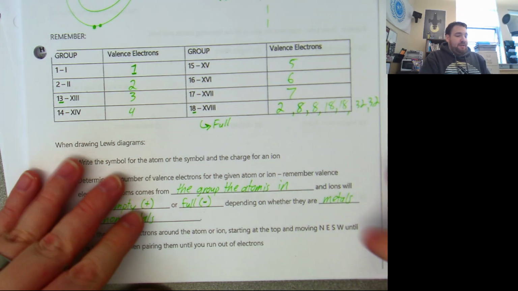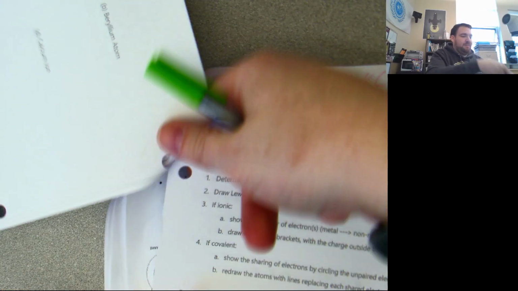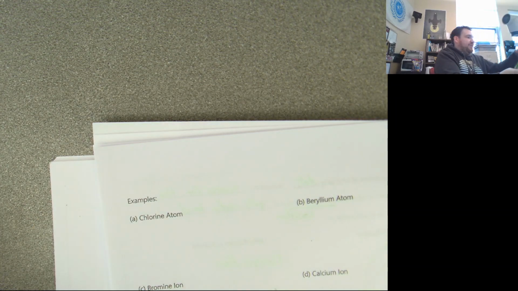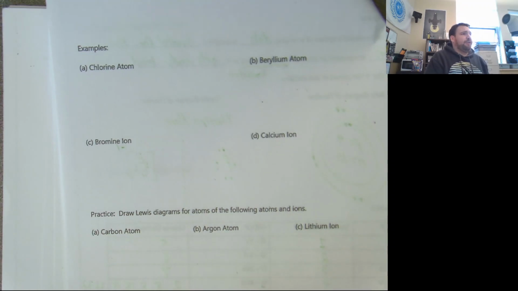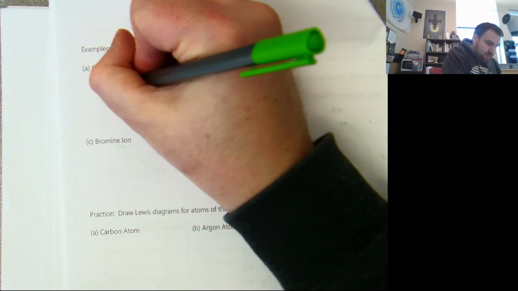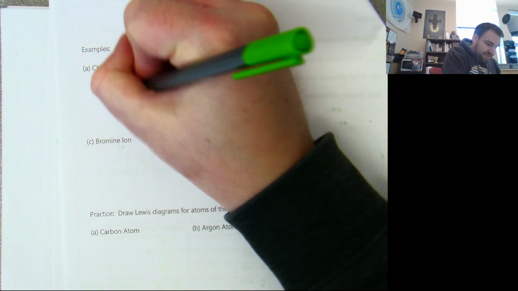I'll do 4 examples, and then I'm done. These are quick. We like quick. Here we go. Flip the page. Okay, chlorine atom. What's the symbol for chlorine? Cl. What group? It's an atom, so we don't care about the charge. It's in 17, so it's going to have 7. 1, 2, 3, 4, 5, 6, 7, done.